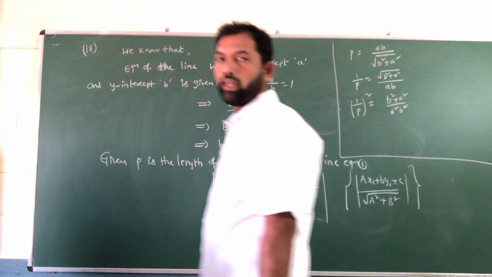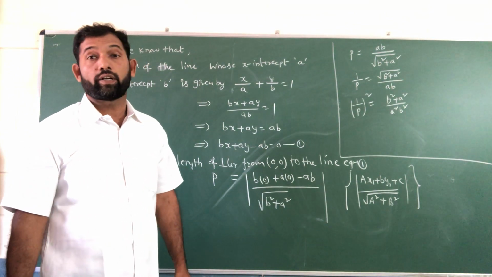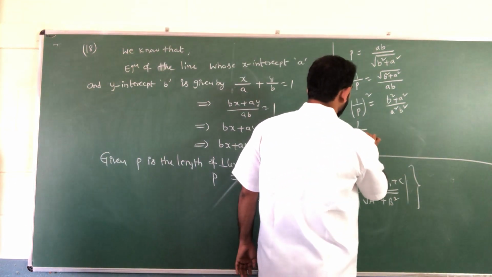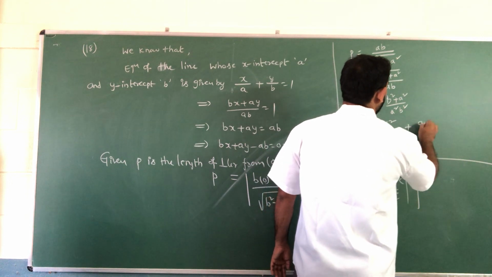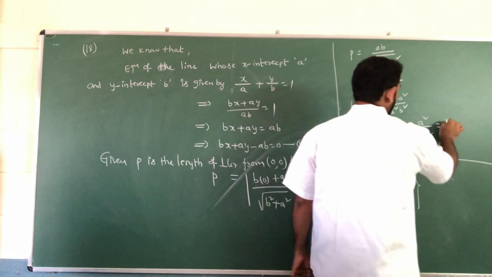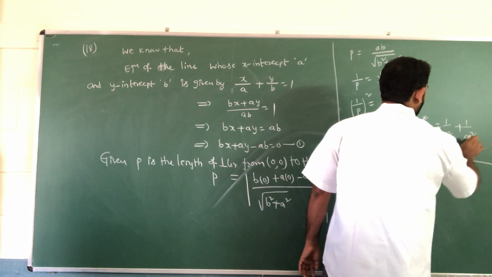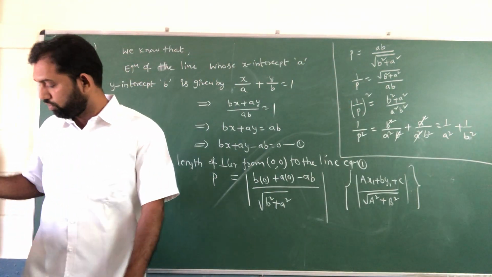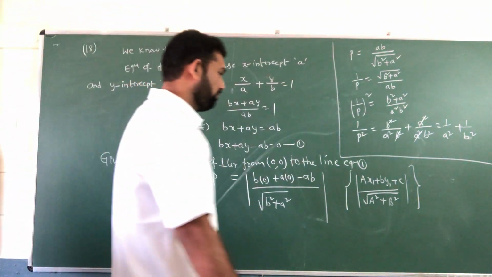So 1 by P square equals B square by A square B square plus A square by A square B square. Finally, we get cancellations: 1 by A square plus 1 by B square. That is our final answer. 1 by P square equals 1 by A square plus 1 by B square. That is our final solution.